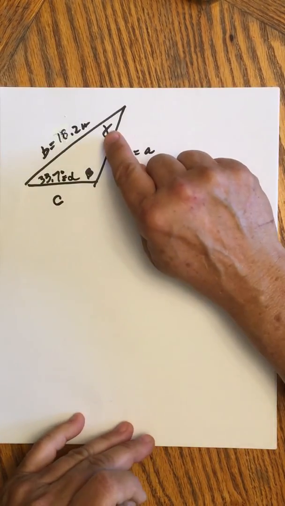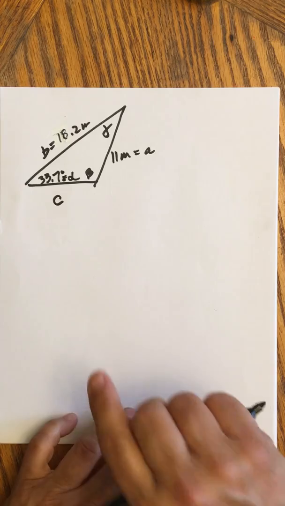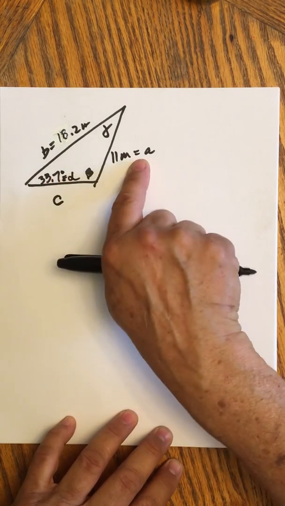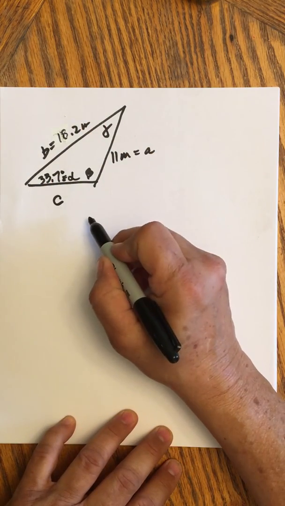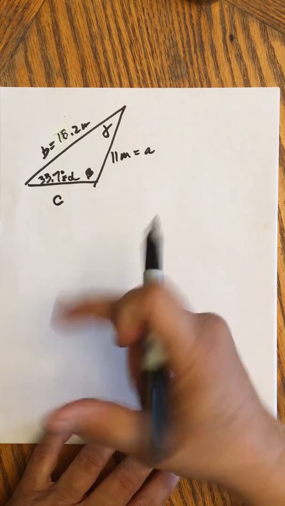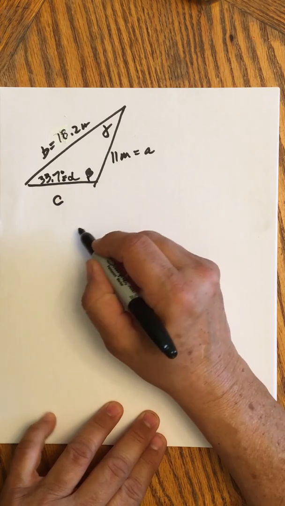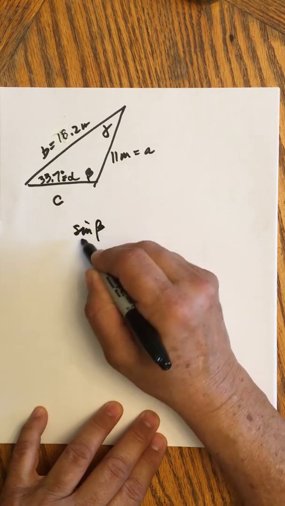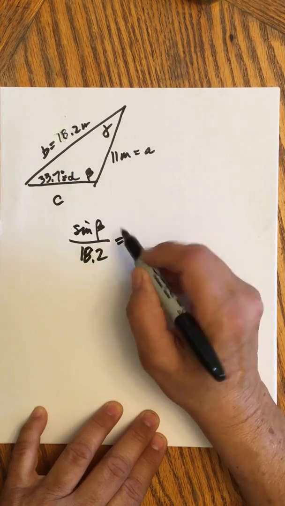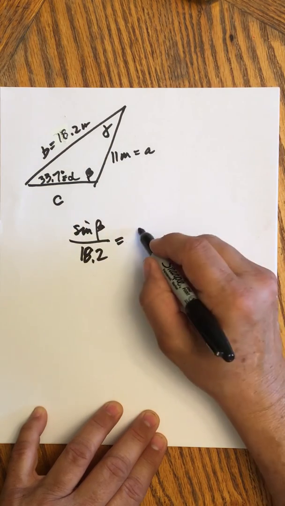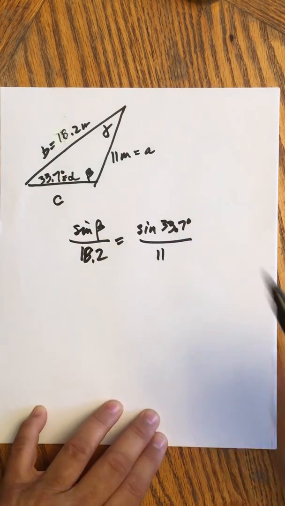Now, I can't really deal with gamma and C because I don't have either one of them. So if I'm going to use law of sines, I want to start with what I have. Alpha forms A, and I have both of those. And then I have B, but not beta, so I'm going to go for that. I want the angle on top, so I'm going to have the angle beta on top. So sine of beta is what I'm looking for, over 18.2 meters, as sine of 33.7 degrees over 11.